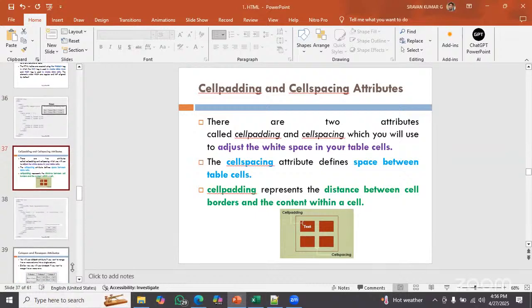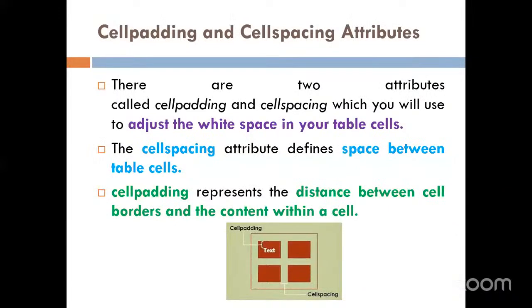Next, cell padding and cell spacing attributes. So there are two attributes called cell padding and cell spacing, which you will use to adjust the white space in your table cells. Whenever you are working with the table concept in HTML, to adjust the white space, simply space, or more technically white space, in your table cells, we use two attributes called cell padding and cell spacing. So what is padding and what is spacing?